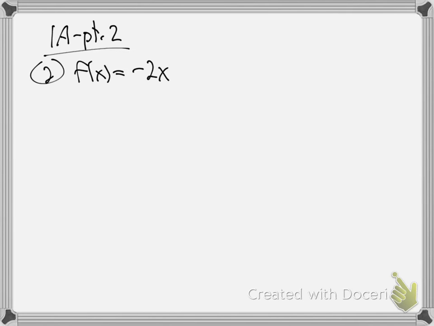Here's 1A, part 2, question 2. F of x equals minus 2x to the fourth minus x squared. And they're asking, is it even, odd, or neither? Do you remember how to determine if a function is even, odd, or neither?